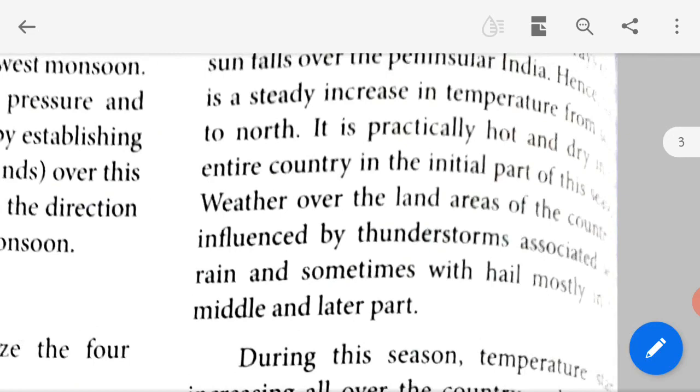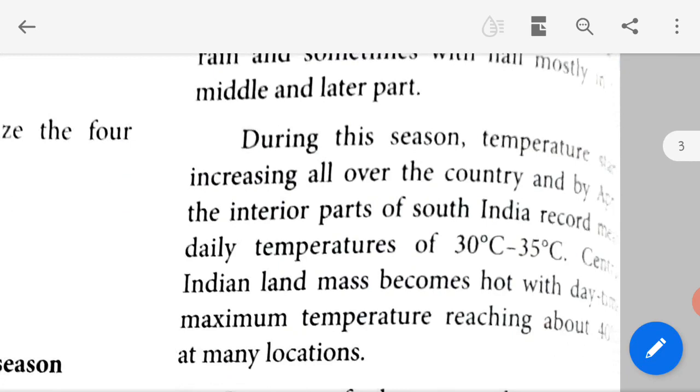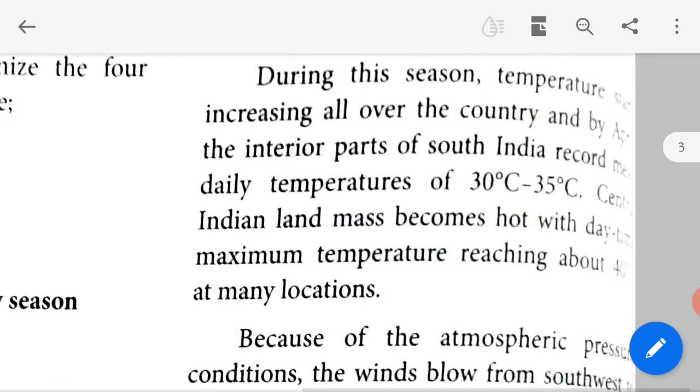Weather over the land areas of the country is influenced by thunderstorms associated with rain and sometimes with hail, mostly in the middle and later part. During this season, temperature starts increasing all over the country, and by April the interior part, the central part of South India, records mean daily temperature of 30 to 35 degrees Celsius. Central Indian landmass becomes hot with daytime maximum temperature reaching about 40 degrees Celsius at many locations. So central India will have hot and maximum temperature.